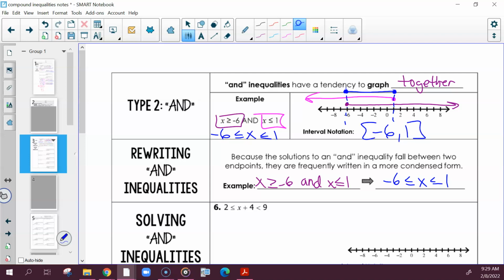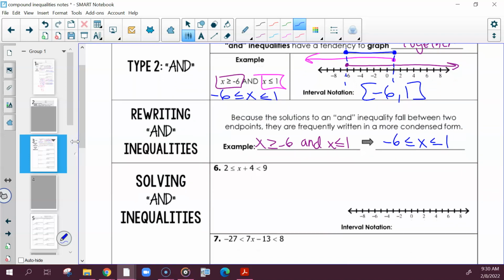So when we're solving this, you're not going to get two different inequalities. They're going to be all combined here. So when we solve this, instead of solving them separately, what you do to one part, you're doing to everything.